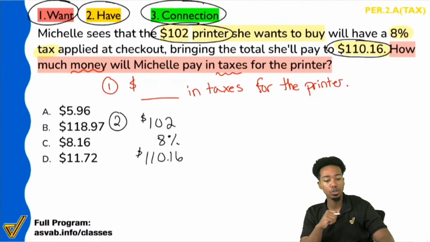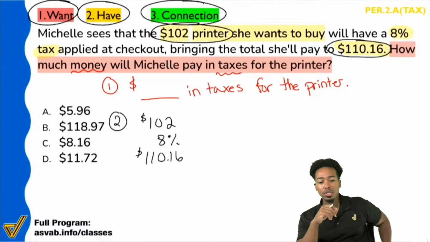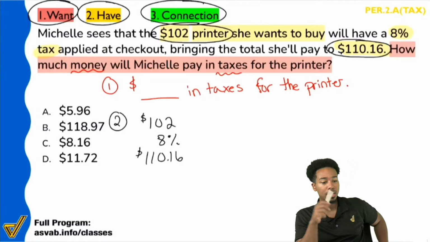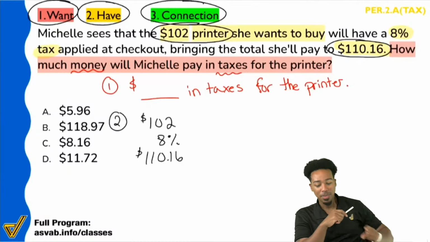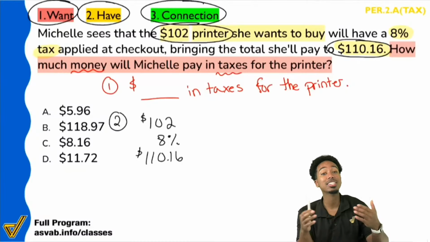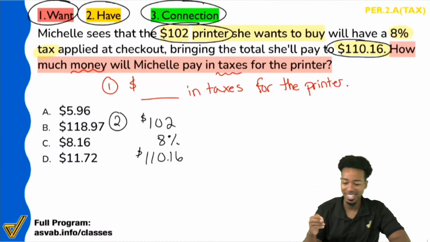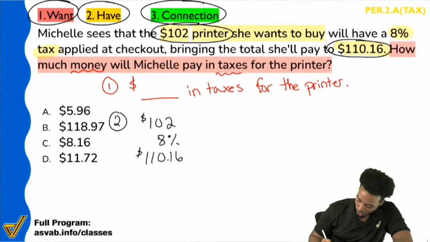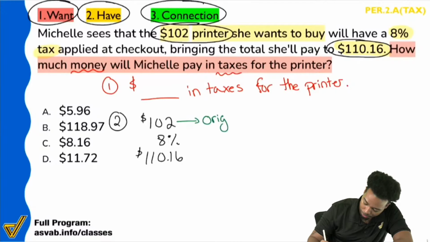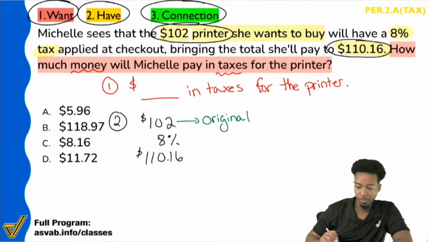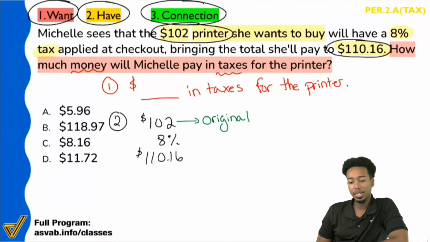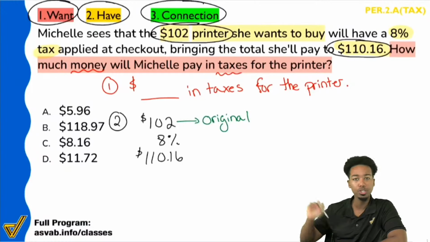So using those keywords that I just taught you a few moments ago, let's associate it here. The 102, read around the words. Michelle sees that the $102 printer she wants to buy will have a tax applied and then she'll pay this much. So the 102 is best represented by what? The amount before taxes, which is the same thing as saying the original cost. Exactly. That is the original cost. Yes or no? Do we agree? That is the original cost. Right? Yeah. It was 102 just listed.